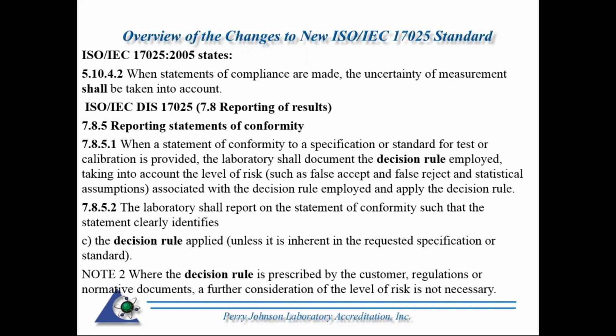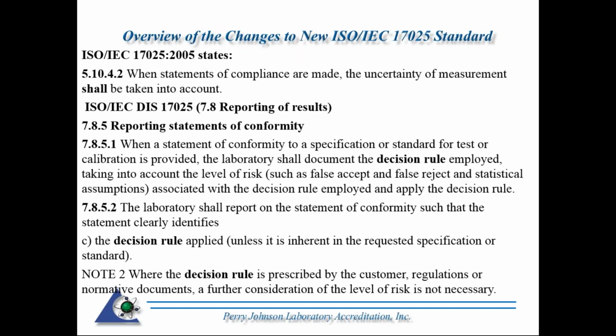So under 7.8.5, reporting statements of conformity, 7.8.5.1, when a statement of conformity to a specification or standard for a test or calibration is provided, the laboratory shall document the decision rule employed, taking into account the risk, such as false accept or false reject and statistical assumptions associated with the decision rule employed, and apply the decision rule. So here we see the word shall. Shall in this draft international standard is the same thing as it was in 2005. The word shall is a requirement. Shall document the decision rule.